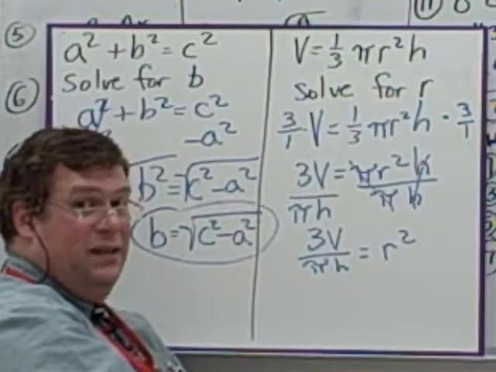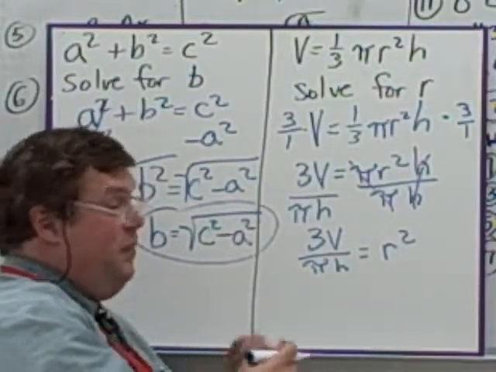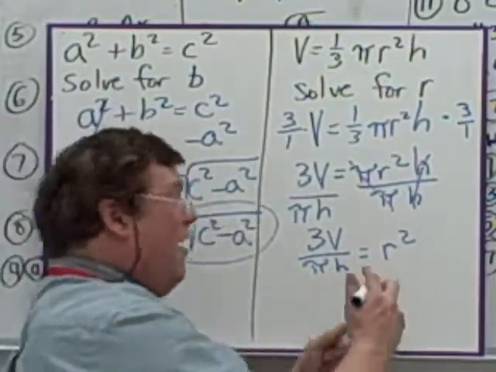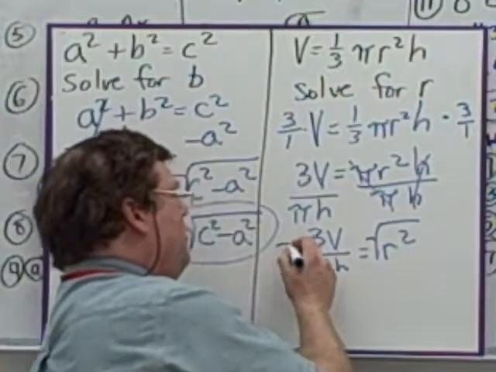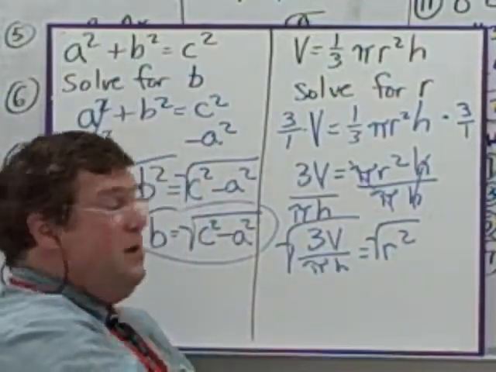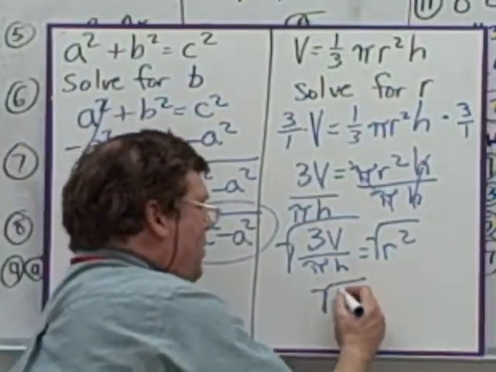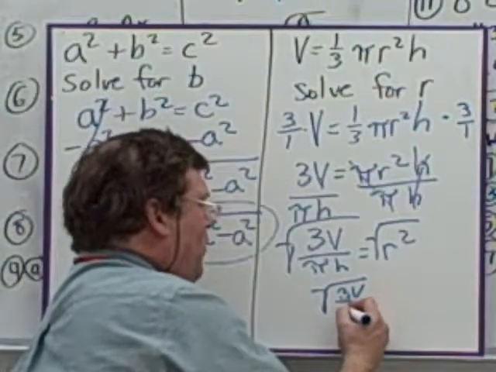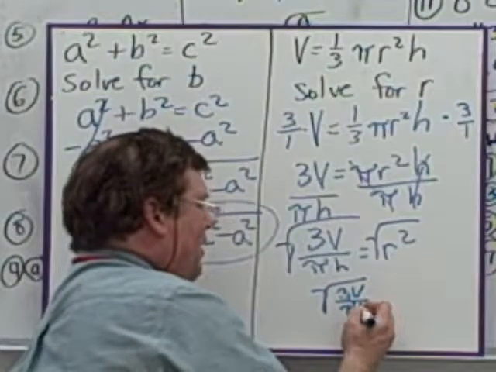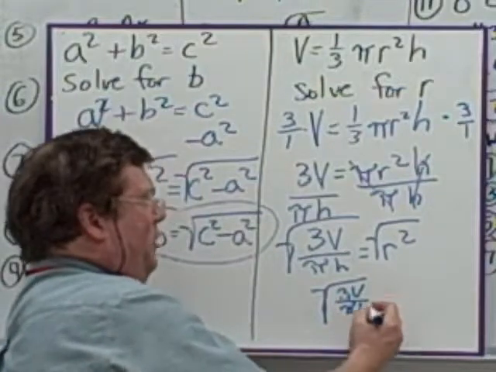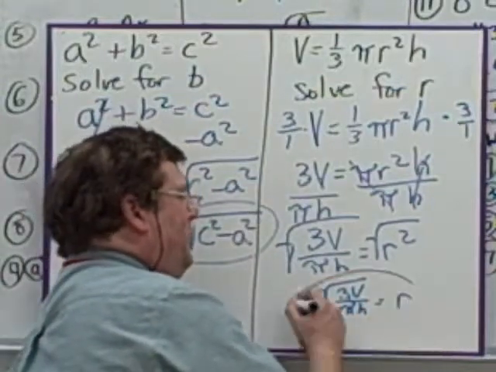Last time we were done at this point. When we were solving for h, we were done. Here, we've got a square. So we still have to do the square root to solve from there, which is going to give you the square root of 3v over pi h. This whole thing is underneath the square root. Is equal to r.